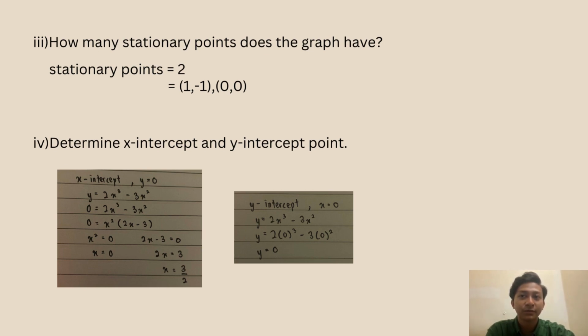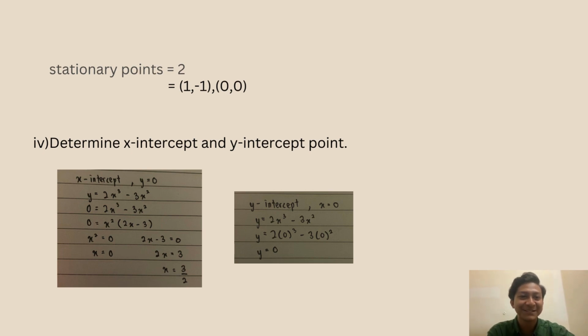0 equals 2x cubed minus 3x squared. 0 equals x squared in the bracket 2x minus 3. So you will get x equals 0 and x equals 3 over 2. For the y-intercept, x equals 0. So y equals 2x cubed minus 3x squared. y equals 2(0) cubed minus 3(0) squared. So you will get y equals 0.